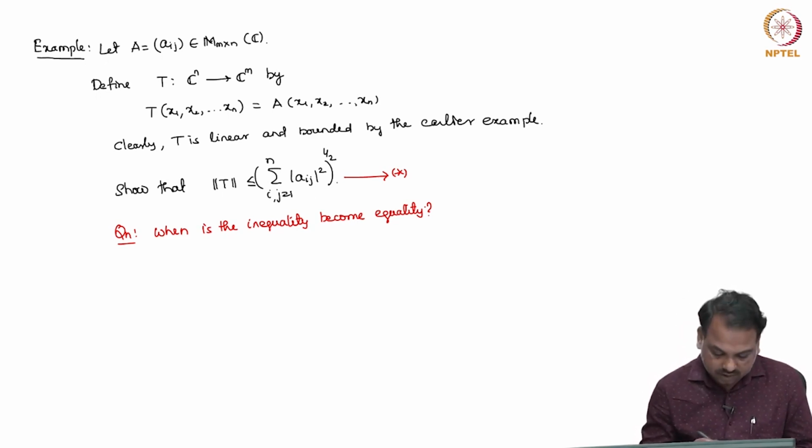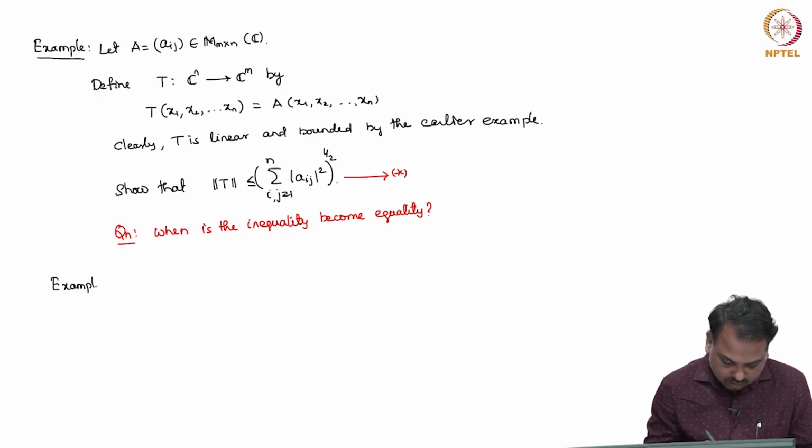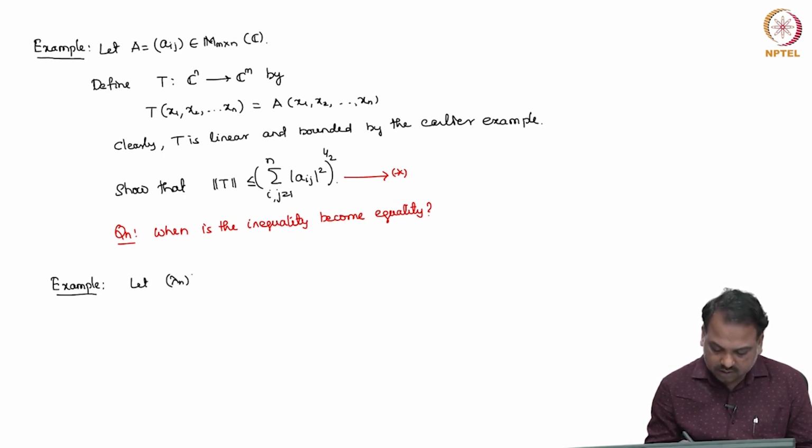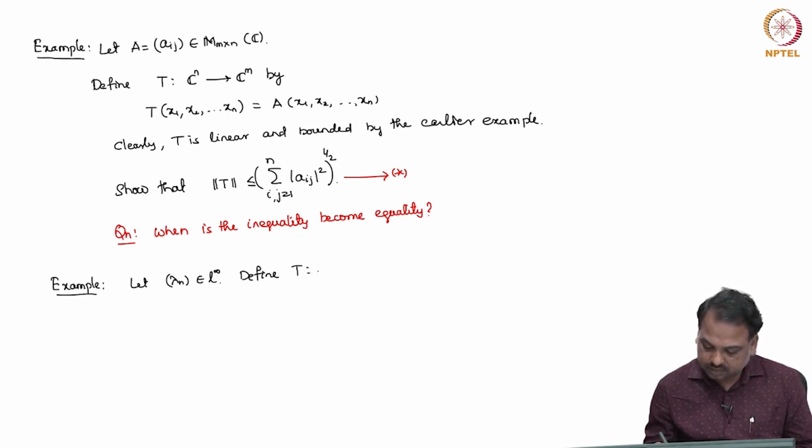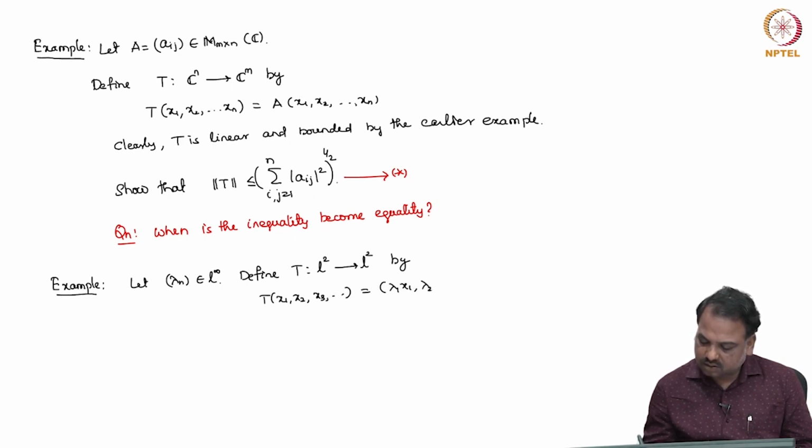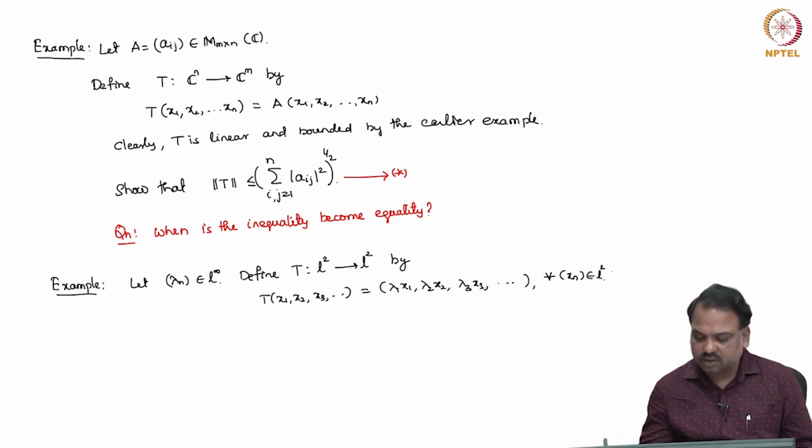Okay, so let us look at a few more examples, which generalize the earlier examples. Let us take a bounded sequence of complex numbers, lambda n, which is in L infinity. Define T from L2 to L2 by T of (x1, x2, x3, so on) equal to (lambda 1 x1, lambda 2 x2, lambda 3 x3, so on), for every (xn) coming from L2. Here L2 means L2 of natural numbers.